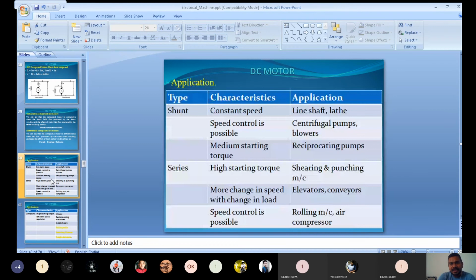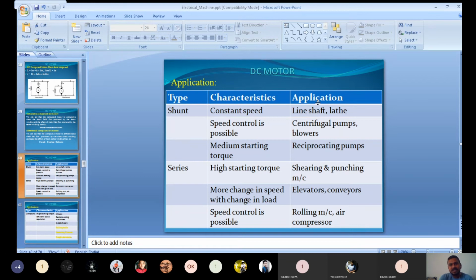Now the applications, characteristics and application of DC motor. So here is the shunt motor. What is the characteristics of shunt motor? It is a constant speed motor. Speed control is possible and medium starting torque. This is the characteristics of DC shunt motor. The speed is constant, speed control is possible, and the starting torque is medium.